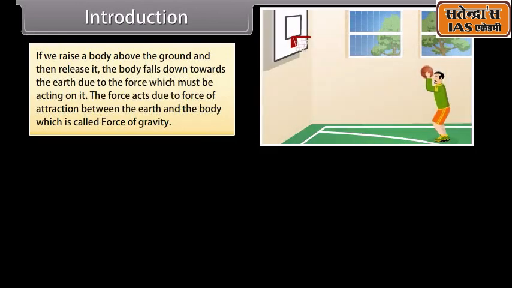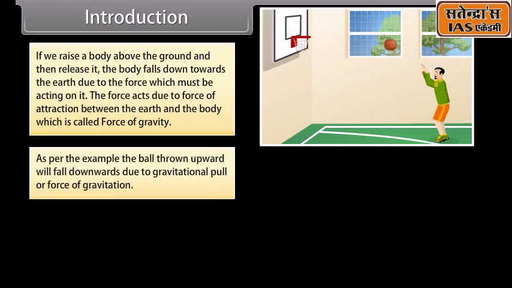If we raise a body above the ground and then release it, the body falls down towards the earth due to the force which must be acting on it. The force acts due to the force of attraction between the earth and the body, which is called force of gravity. As per the example, the ball thrown upward will fall downwards due to gravitational pull or force of gravitation.